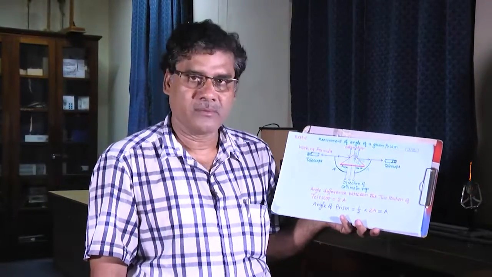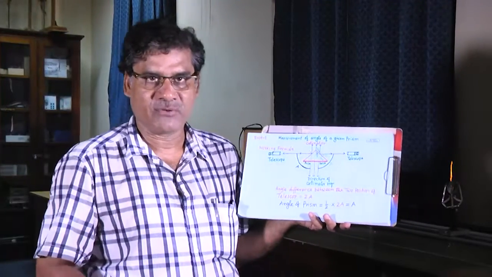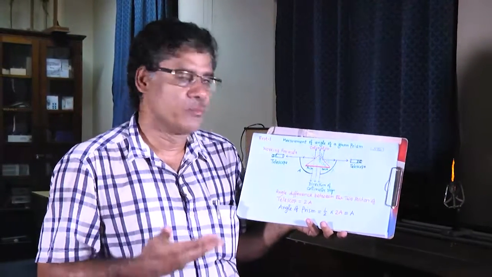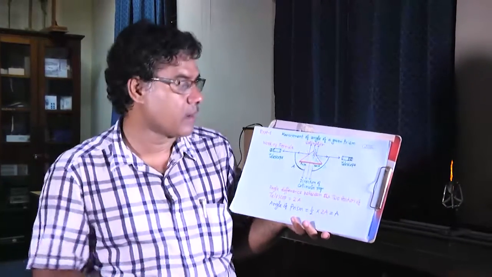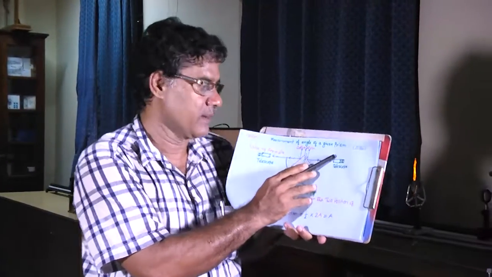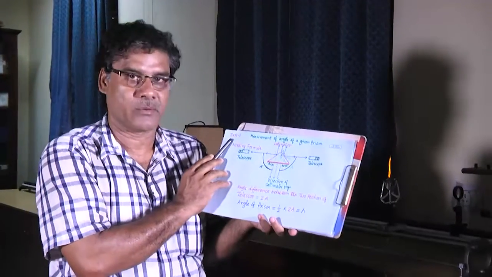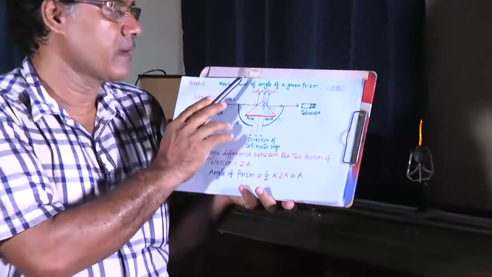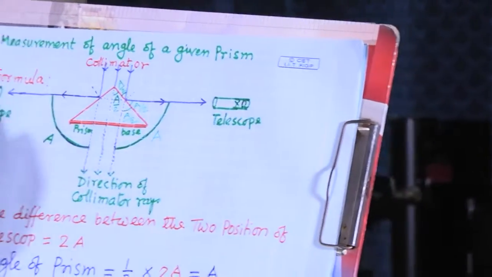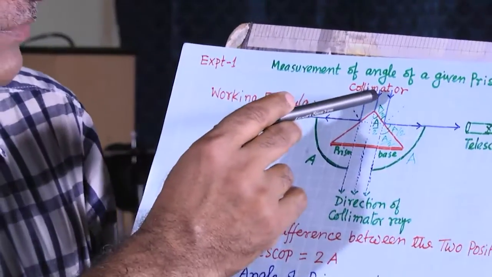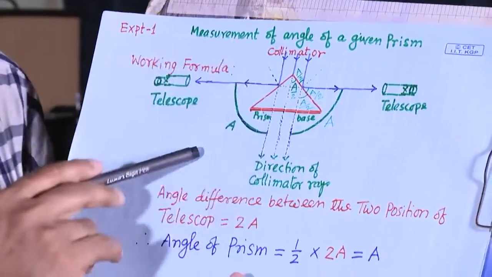So, now I will demonstrate how to measure the angle of a given prism. Okay. So, this is experiment 1: measurement of angle of a given prism. Okay. So, what is the working formula for this? So, see, this is the prism.